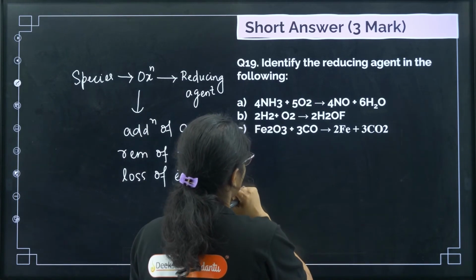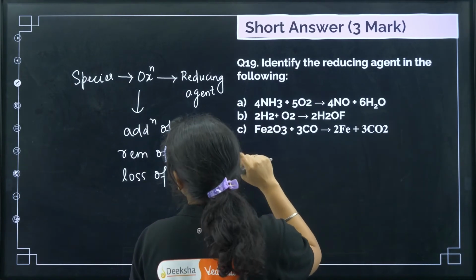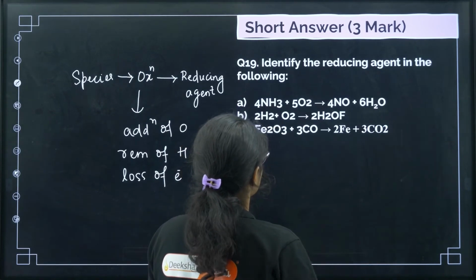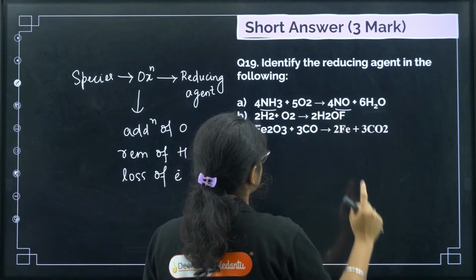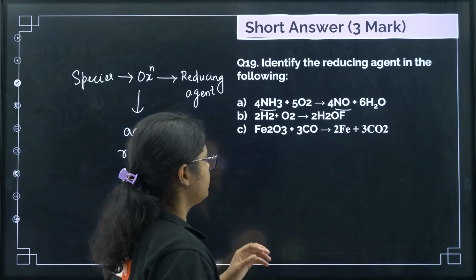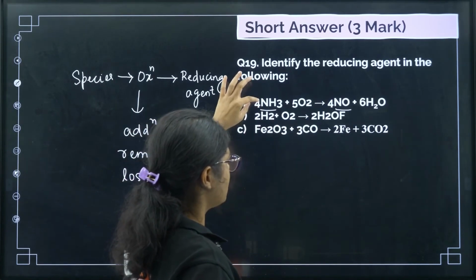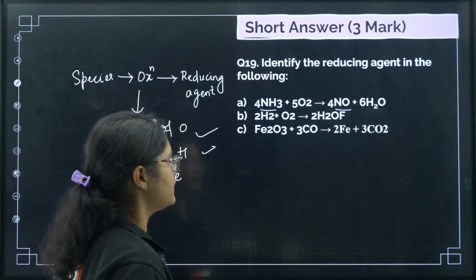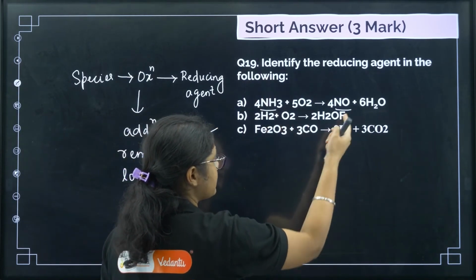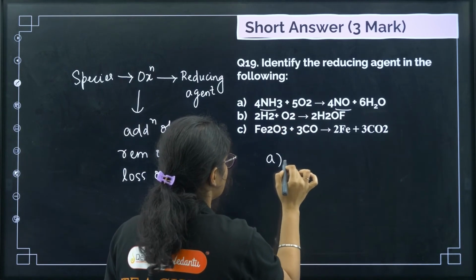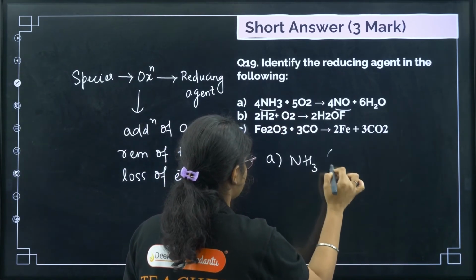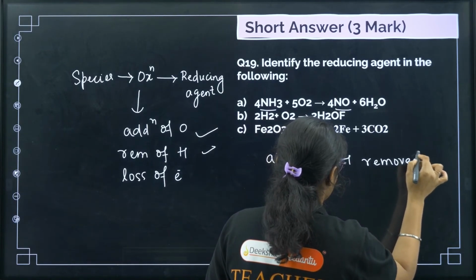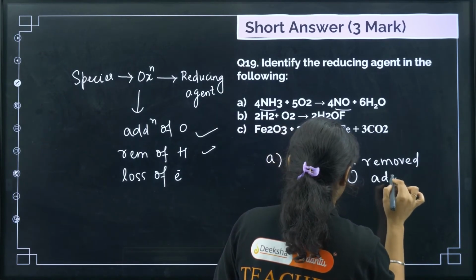If you see, we need to find what? The species which is undergoing oxidation, right? So NH3 to NO, what is happening? If you see NH3 to NO, hydrogen is removed, and also oxygen is added. So yes, here NH3 is undergoing oxidation, so it will behave as a reducing agent. So I can write both the definitions: hydrogen is removed, and also oxygen is added.